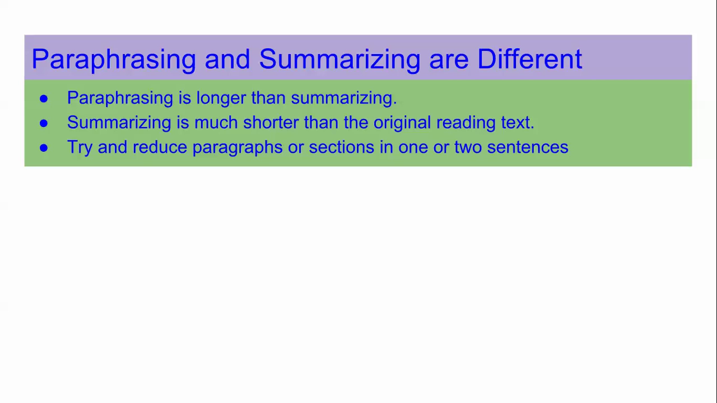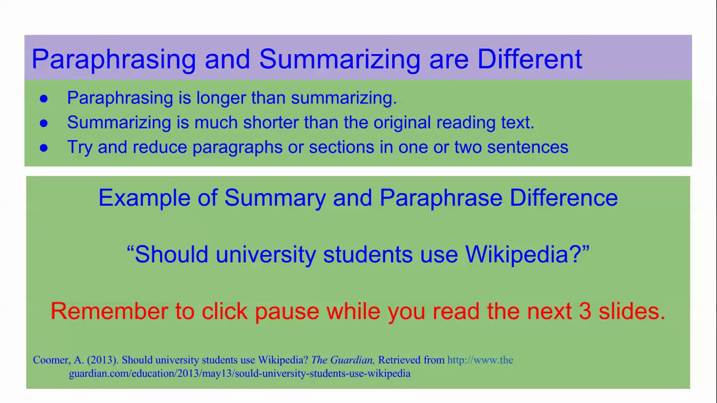And finally, you have to try and reduce paragraphs or sections into one or two sentences, which is totally impossible if you're paraphrasing. So we're going to take a look at an article and do an example of summary and paraphrase and why there's a difference. The article was called "Should University Students Use Wikipedia?"